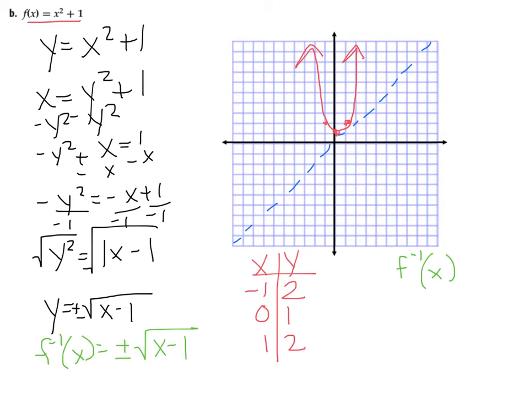So on this new chart, we're going to have 2, -1 as my point, so 2, -1 is going to be right here. Then instead of 0, 1, I'm going to have 1, 0. And then instead of 1, 2, I'm going to have 2, 1. So now I have my 3 points, and I can go ahead and draw my parabola.